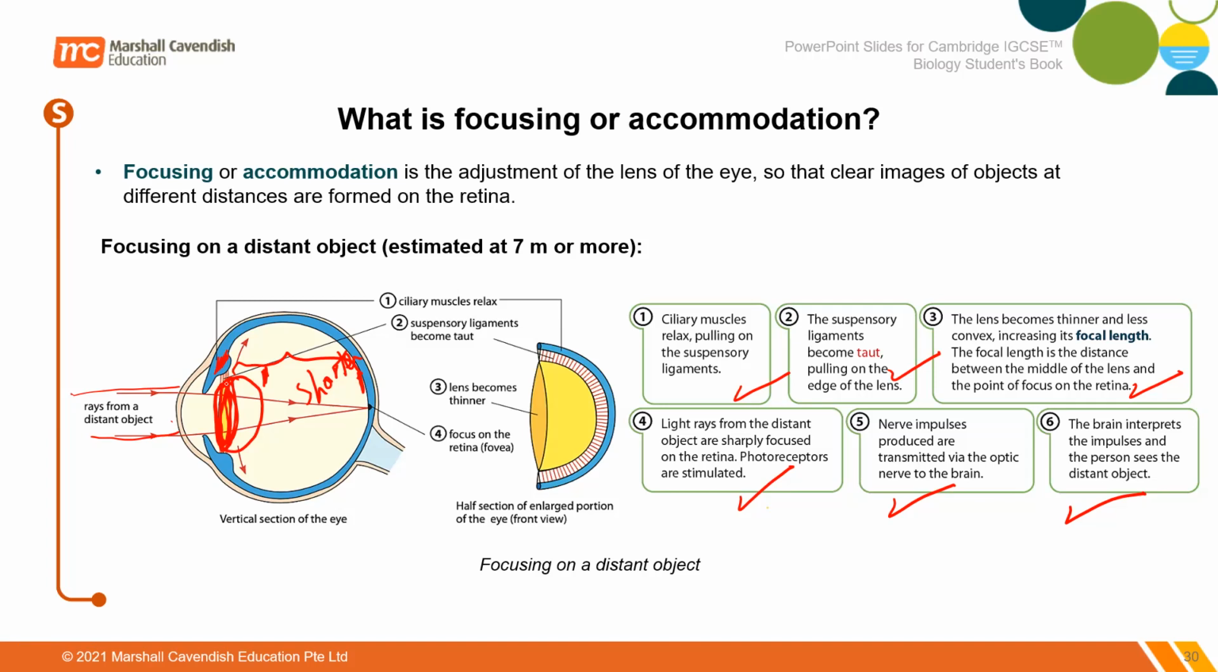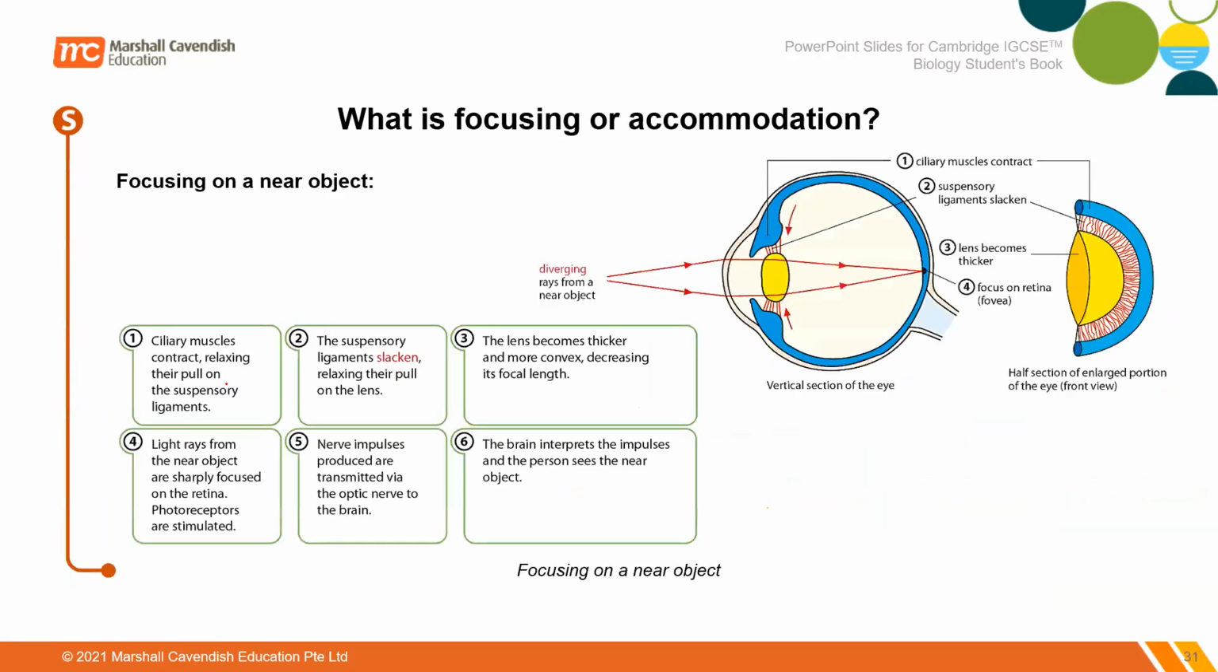The nerve impulses will be transmitted through the optic nerve to the brain, and this will make the image translated really clear. Now, the rays from a near object are somehow divergent, and that's the first difference. They don't come in parallel like this, they are divergent.